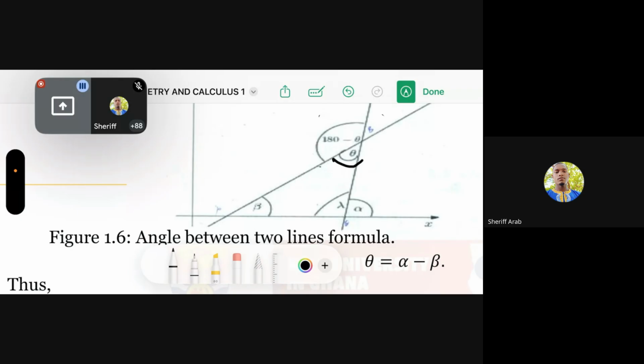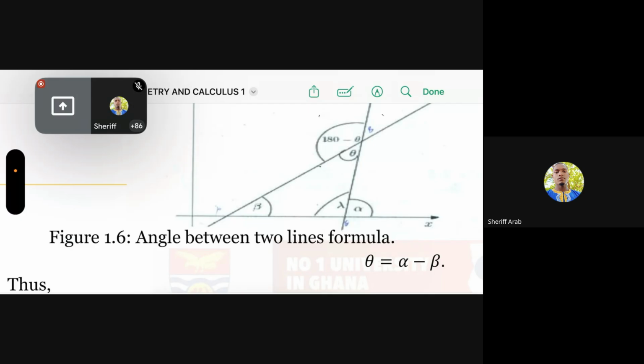Then from somewhere, either JHS or SHS, I was told that the angle on a straight line is 180. So if I've gotten theta here, then what is left here is 180 minus theta. So the angle between the two lines, I will get one of the angles to be theta and the other one to be 180 minus theta.